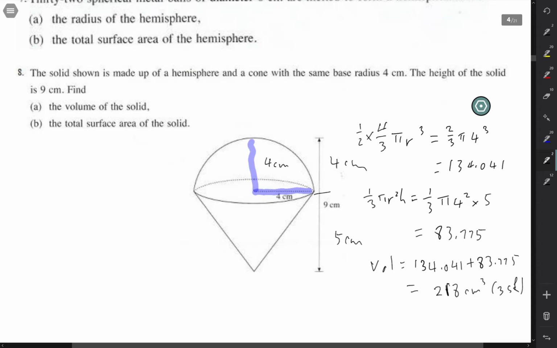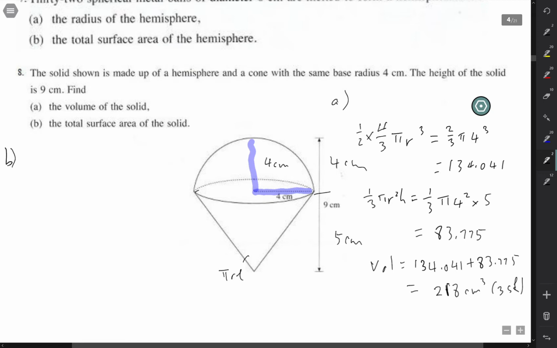Okay, I'll do it on the other side. So part B, find the total surface area. Now to do that we have to first find the slant height. Now what do we mean by the slant height? Because the formula for the cone is actually pi rl, and we have an L that's missing. Right? We do not have the value of L. So how to find the value of L?